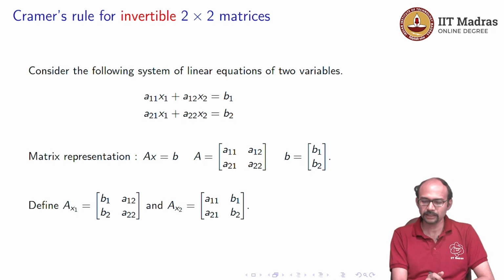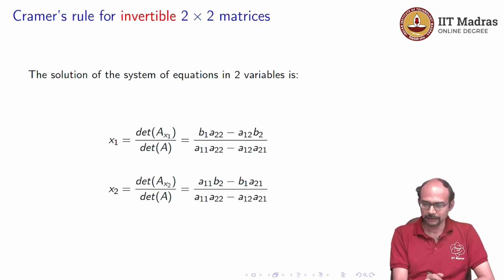Okay. So, let us define these two matrices as in the previous example. So, we replace the first column by the vector B1, B2, and we call that new matrix A subscript x1, and we replace the second column by the column vector B, and we call that new matrix A subscript x2.